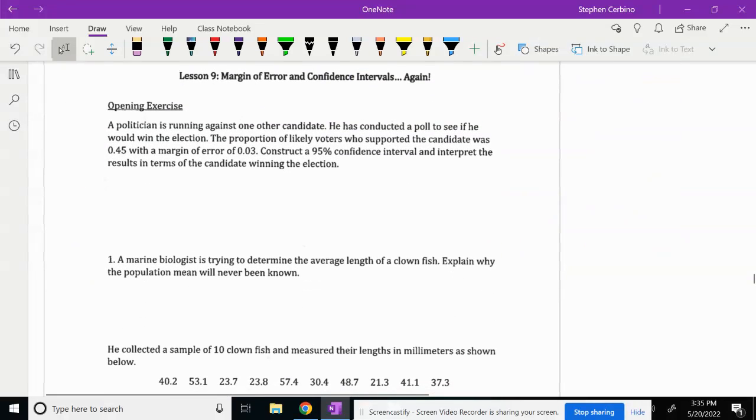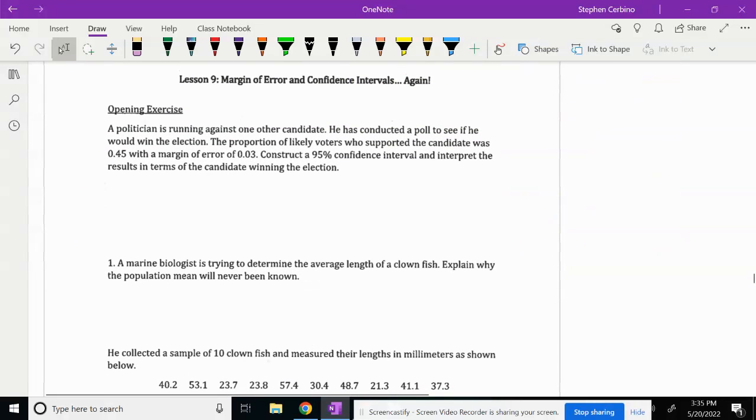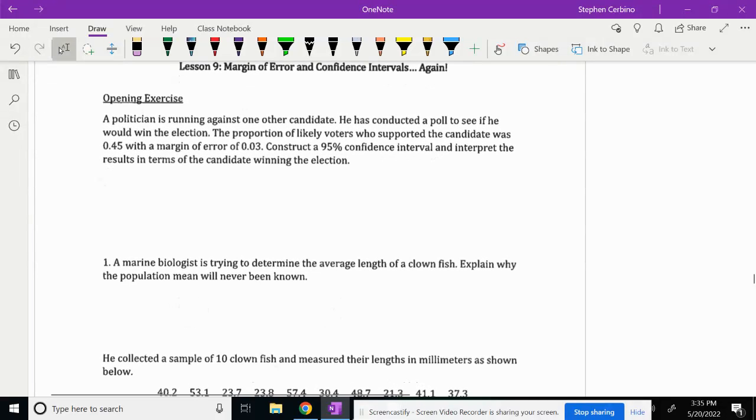All right, everybody, welcome to the video here for lesson number 9, where we're going to revisit the idea of margin of error and try and figure out how margin of error can be applied to sample means instead of sample proportions. We're essentially talking about the same concept, we're just going to apply it to a different statistic. So because we want to review this, I would like you to pause the video and try the opening exercise.